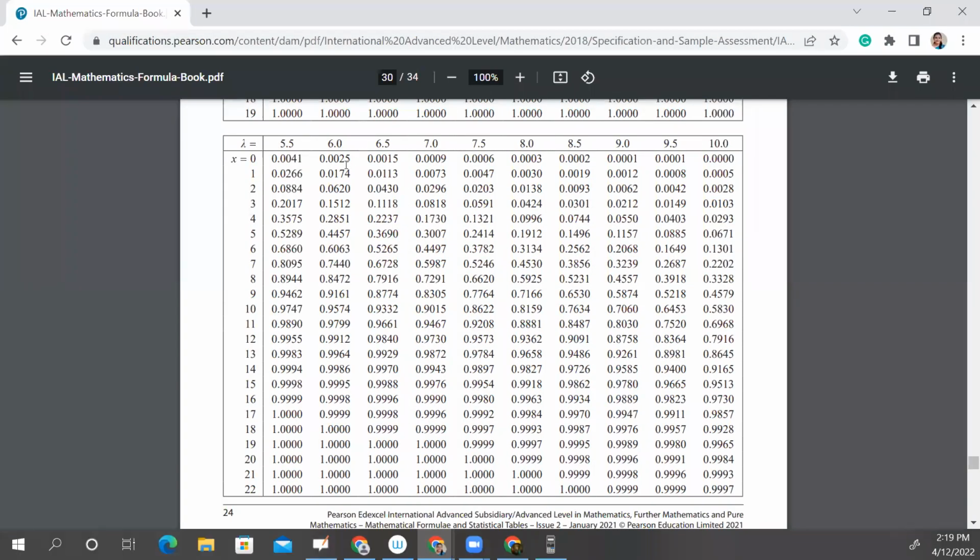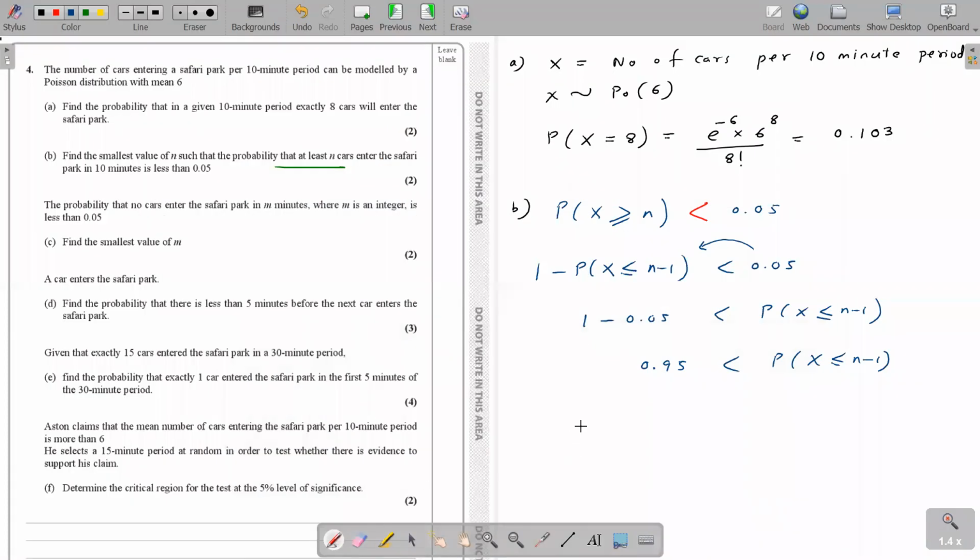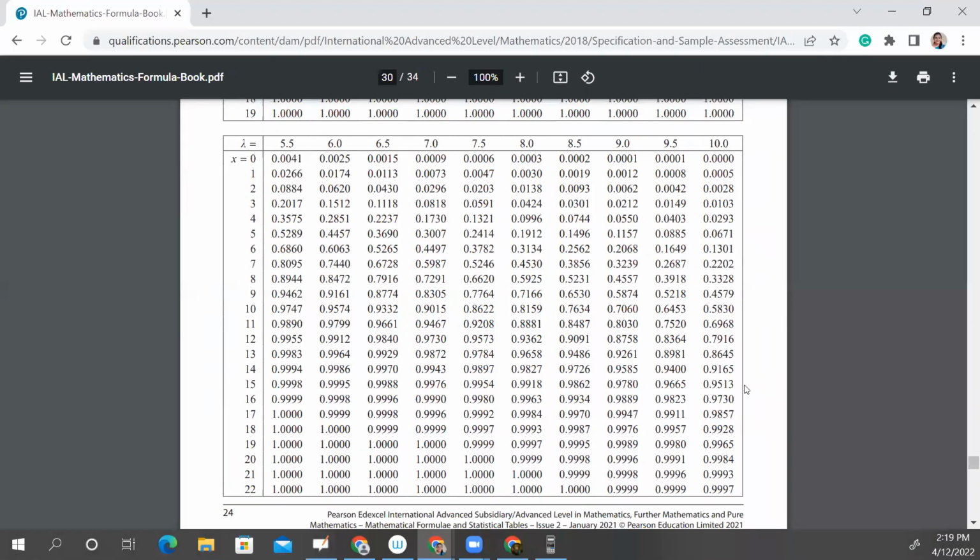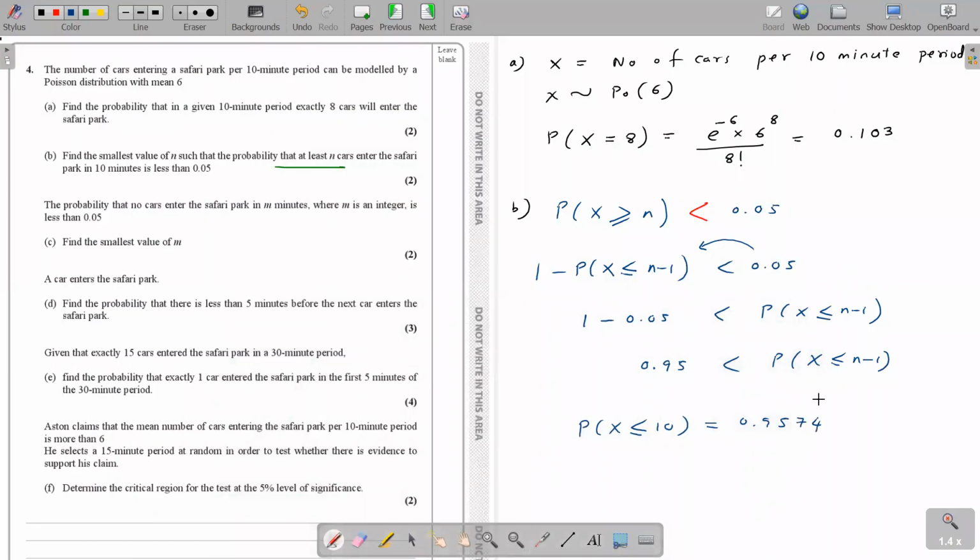So you need to look at the first value that exceeds 0.95. So go through this. Who is the first x value to exceed 0.95? 0.9161, 0.9574. Can you see? So x is 10. The probability x is less than or equal to 10 is 0.9574. Do you notice that this is the first value of x that exceeds 0.95?